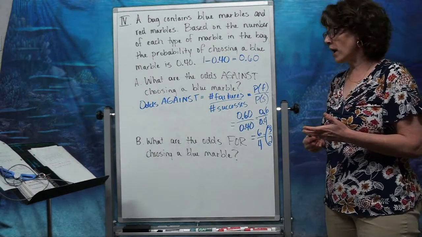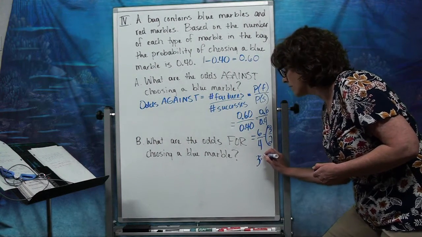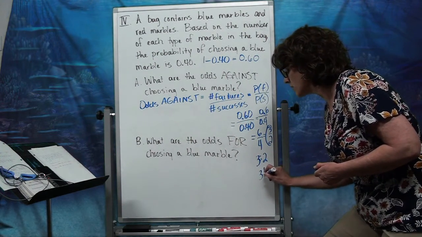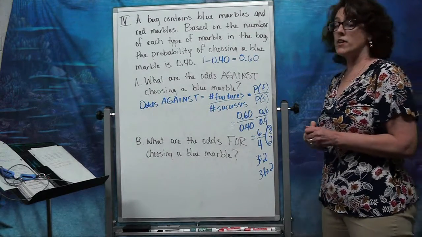Or as I said before, I can express it this way: I can express it as 3 colon 2, or as 3 to 2. And that is my odds against.